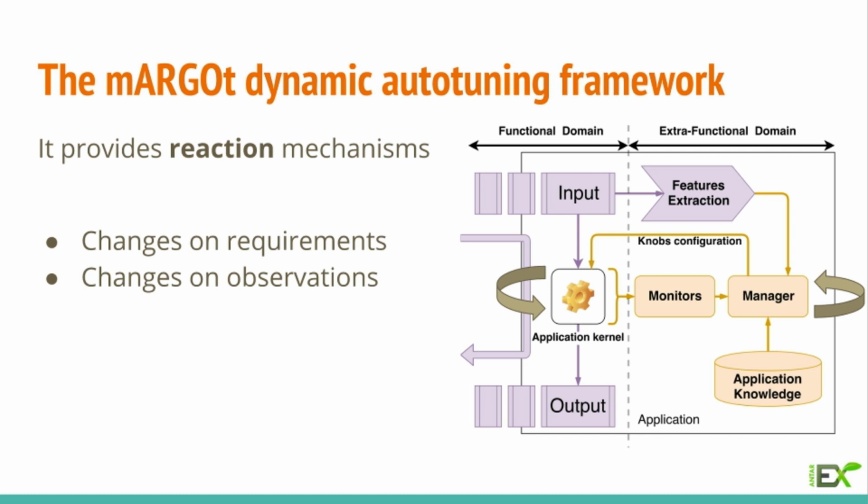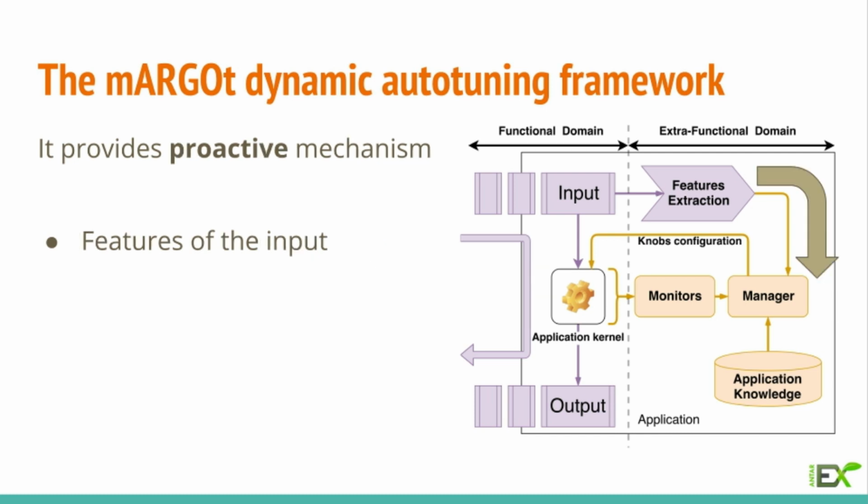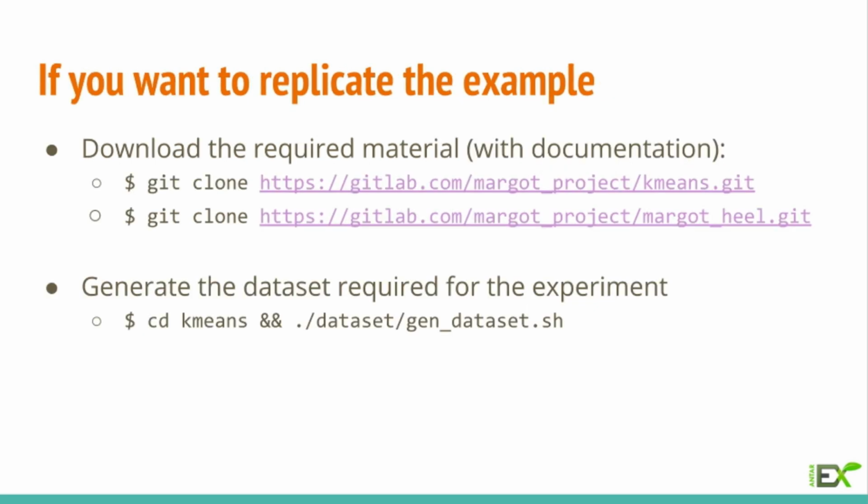For example, if the throughput monitor notices a degradation of the performance, the manager will try to select a faster configuration to compensate. The second adaptation mechanism is proactive, which means that mARGOt will consider the features of the current input when it selects the most suitable configuration for the target application. In the remainder of the video, we evaluate the benefits of this adaptation mechanism for the end user.